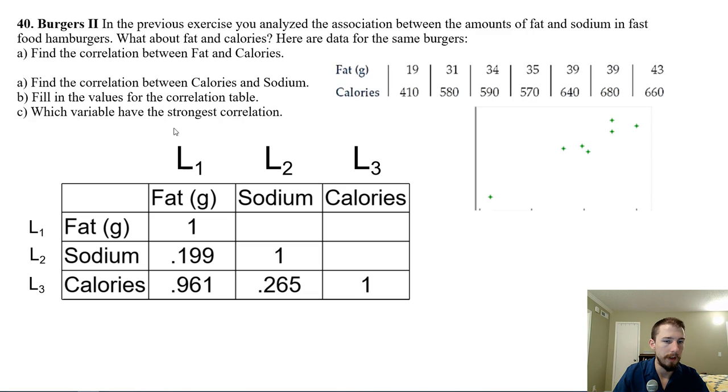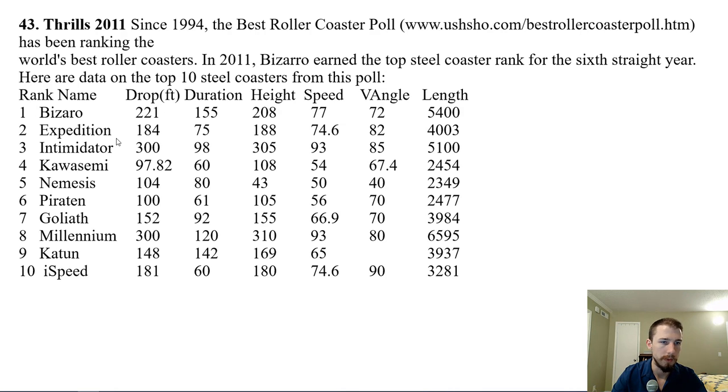So which variables have the strongest correlation? If we just look at these here, oh yeah, by the way, fill in the correlation table. The strongest association was between fat and calories. It actually just has to do with the amount of protein, because the more protein they have in it, the more fat that goes along with the protein as well. That's kind of what you're measuring.